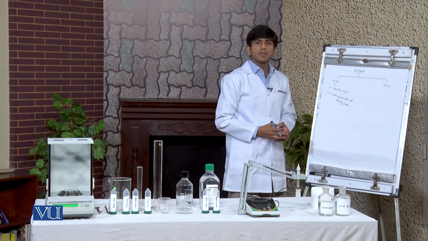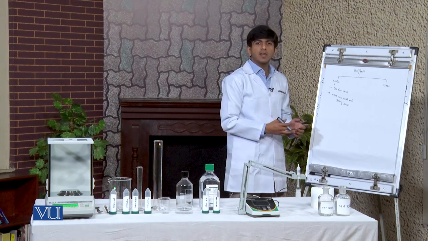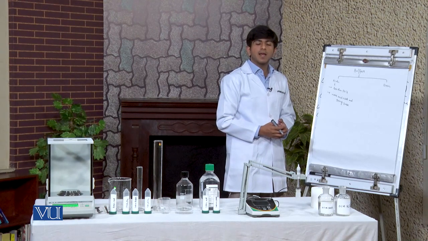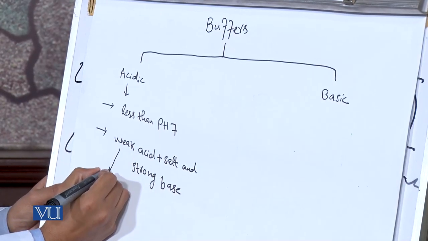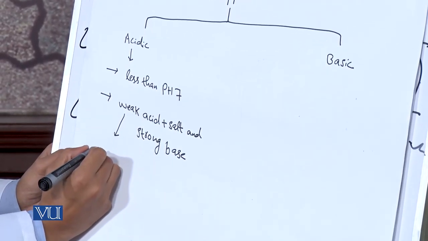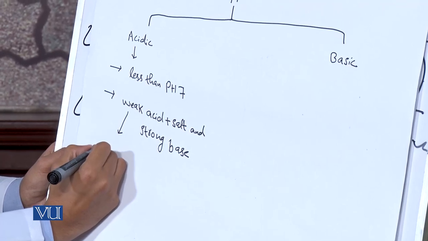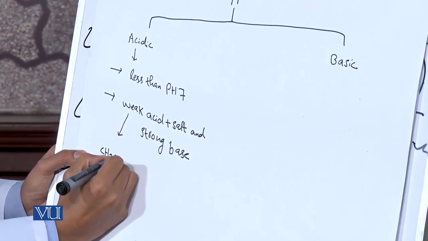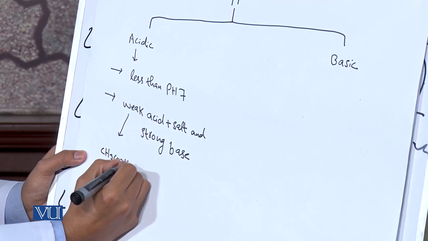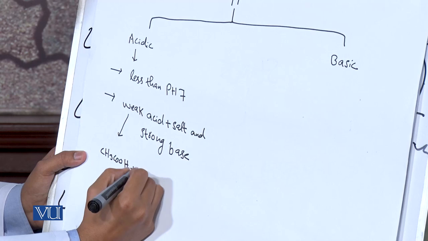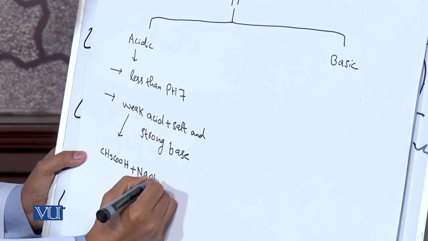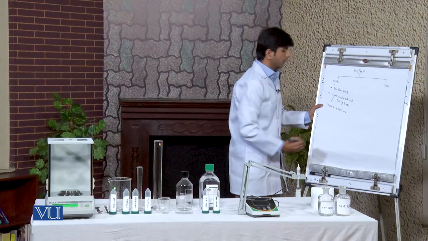For example, for the preparation of an acidic buffer, we will take the example of acetate buffer. How will acetate buffer be formed? First of all, we will take a weak acid. And we all know that acetic acid is a weak acid. When it combines with a strong base, let's see what happens.